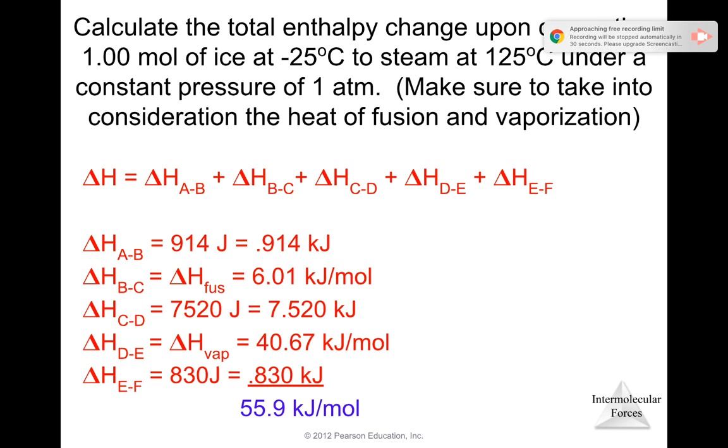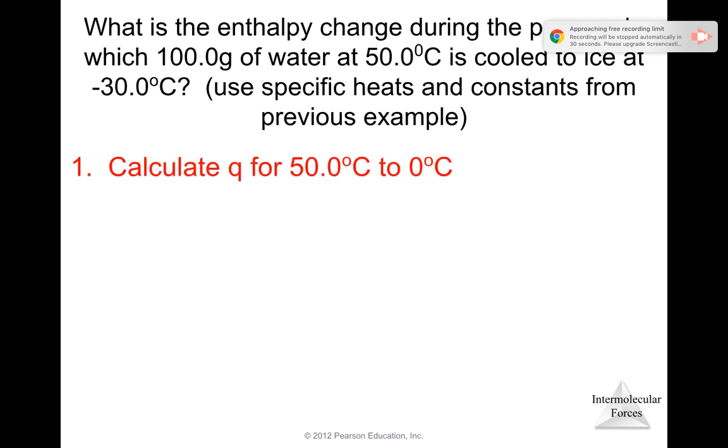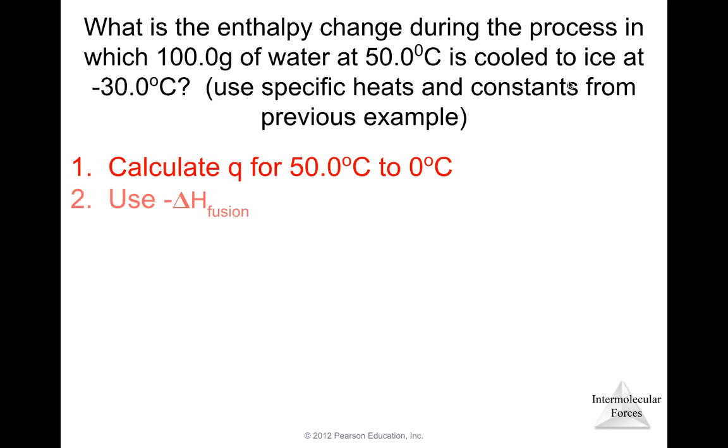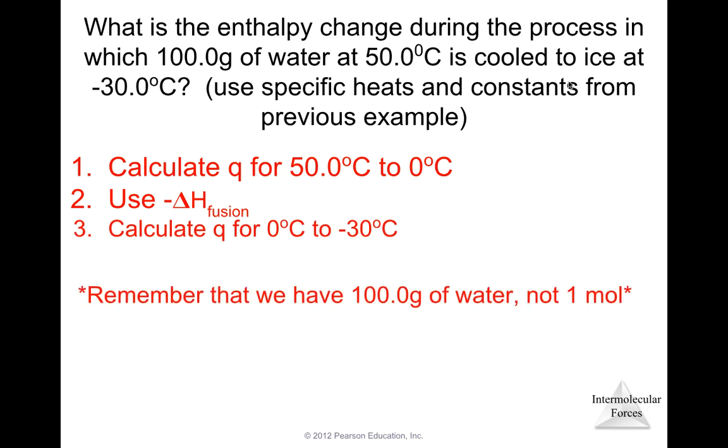So I want you guys to try this now. A couple of things to remember. Calculate Q for 50 to 0. Use the negative delta H of fusion because we're cooling down on this one. Calculate Q for 0 to 30 and add them all together. Okay, so we have 100 grams of water in this, not 1 mole. So go ahead and try it. I'm going to give you the answer right here so that you can check your work. Negative 60.4 kilojoules. Good luck.